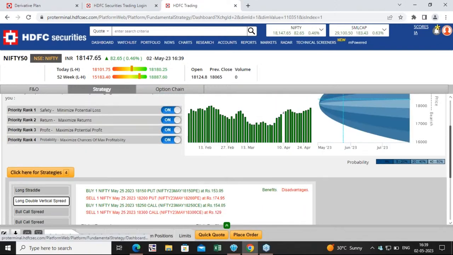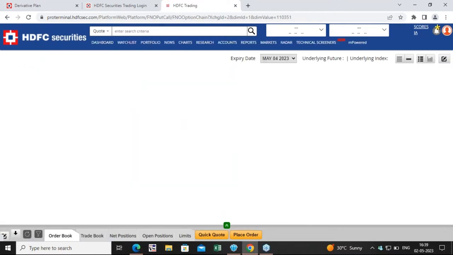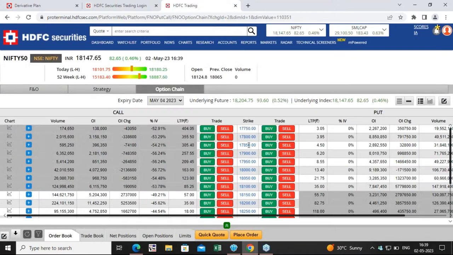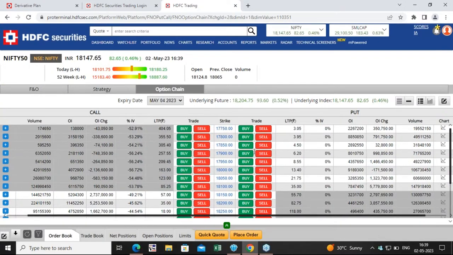जैसे आपका यहाँ पे strategy बन जाता है, then you just move to the option chain और यहाँ से आप सारे जो भी purchase, जो भी आपको mention दिया था, आप यहाँ से purchase sell कर सकते हो. ठीक है, easily.